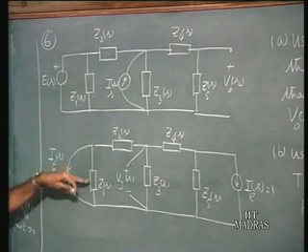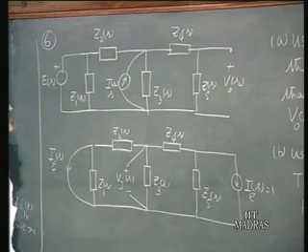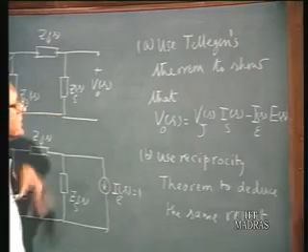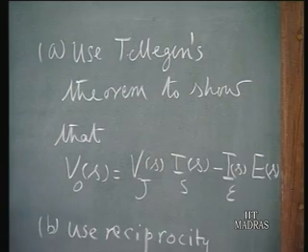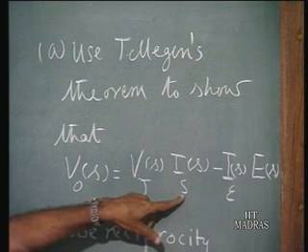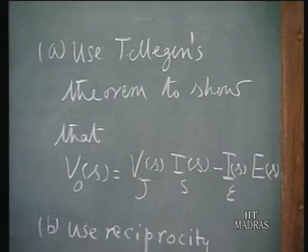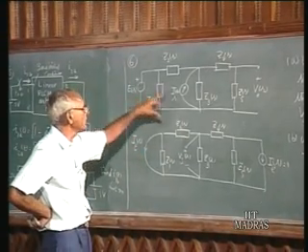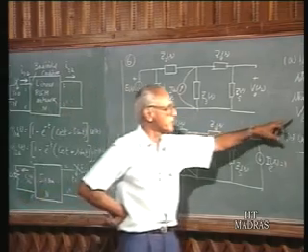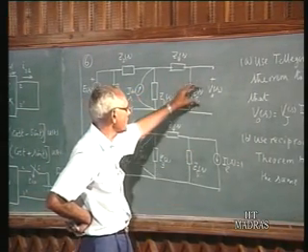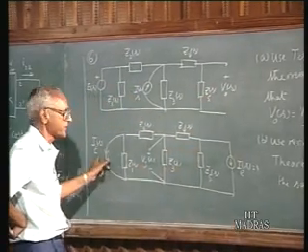So you analyze this network and find out these quantities, and now you are asked to use Tellegen's theorem on both these networks to show that V0 of S, what we are interested in, is obtained by Vj of S times I of S minus IE of S times E of S. Vj of S is this voltage, IE of S is this current. Since you have calculated these two quantities and you know the strengths of these sources, you can calculate V0 of S. So instead of analyzing this network, we should be able to calculate V0 of S from this information.